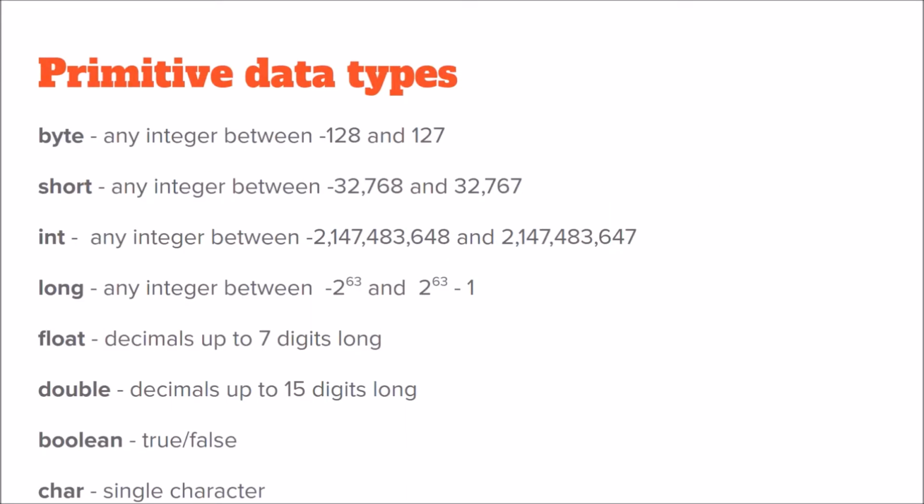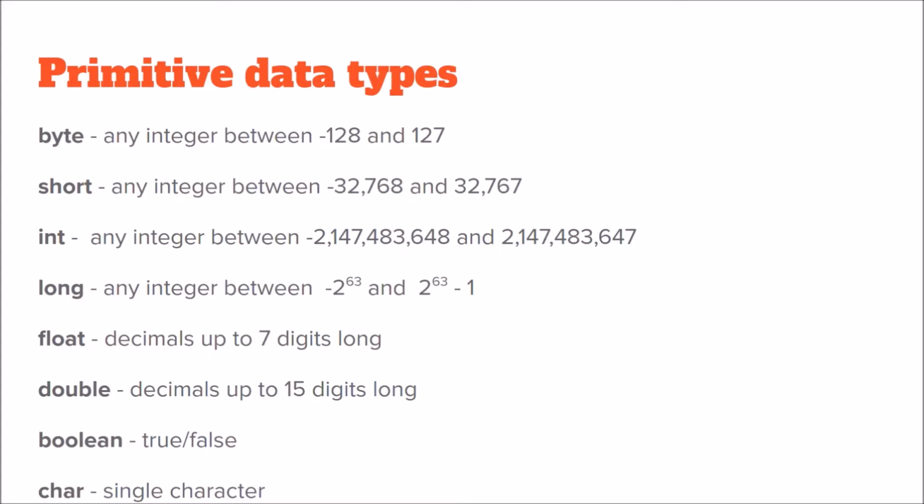So in Java, we have 8 different types of primitive data types, which are byte, short, int, long, float, double, boolean, and char. Byte, short, int, and long are all variables that can hold whole numbers without decimals. Now, the difference between these is they can hold different lengths of whole numbers. So byte can only hold negative 128 to 127.